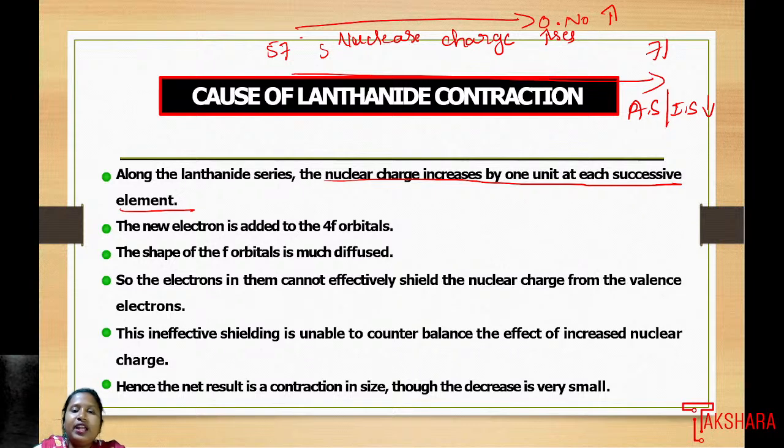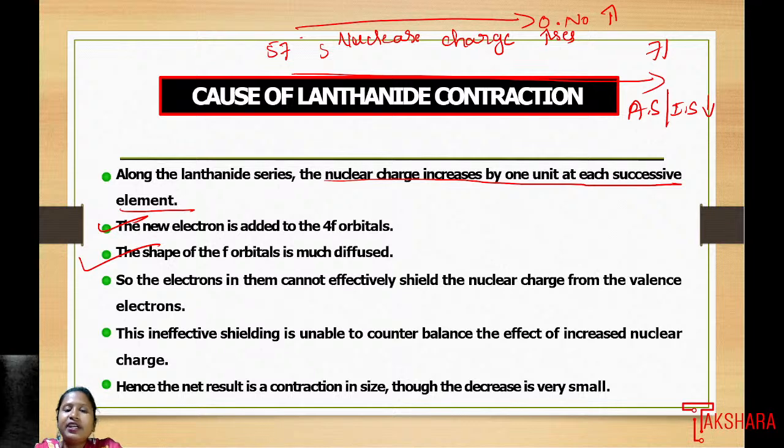Then the new electron is added to the 4f orbitals. That's what we discussed in the first point. So new electrons keep getting added to the f orbital. Then the shape of the f orbital is much diffused. So the f orbital shape becomes diffuse. So the electrons in them cannot effectively shield the nuclear charge from the valence electrons. Whatever electrons are present in the f orbitals cannot effectively shield the nuclear charge from the valence electrons.